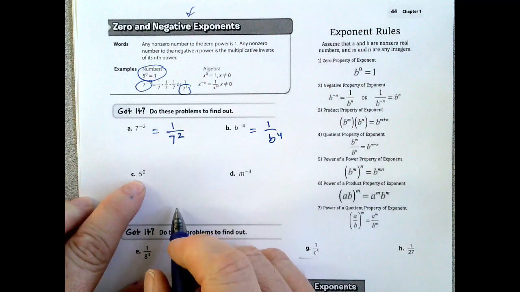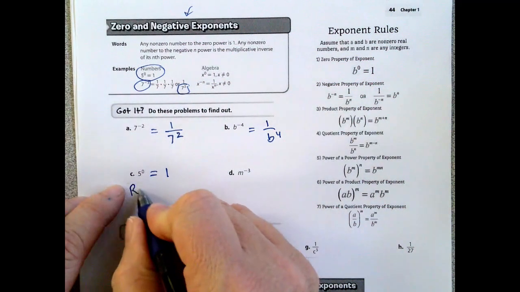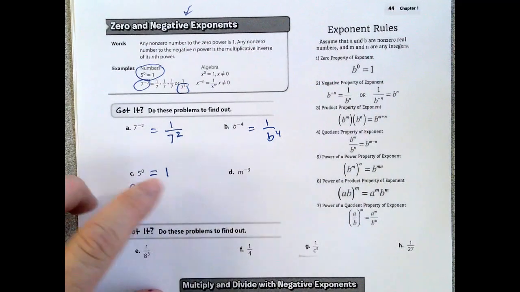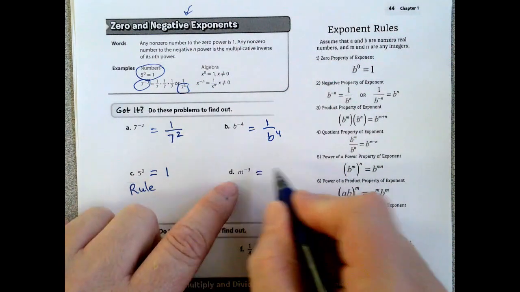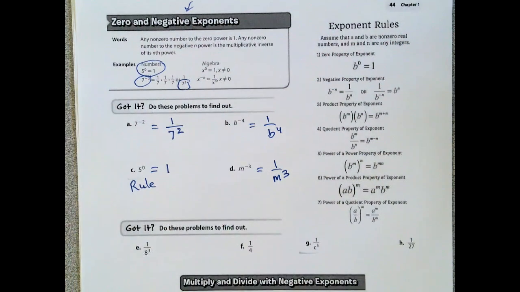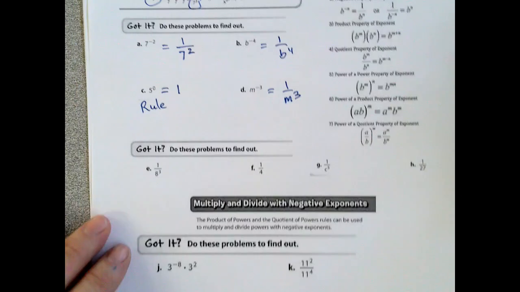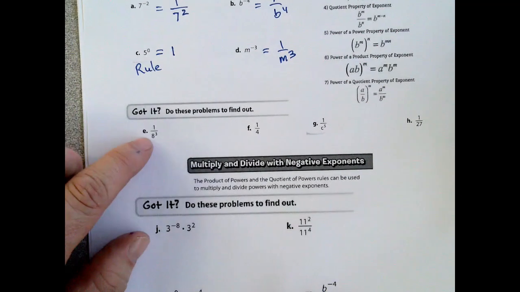What's 5 to the 0 power? 1. That's a rule. Anything to the 0 power is 1. And what do we do here? 1 over m cubed. Okay? And then there's more to do here.